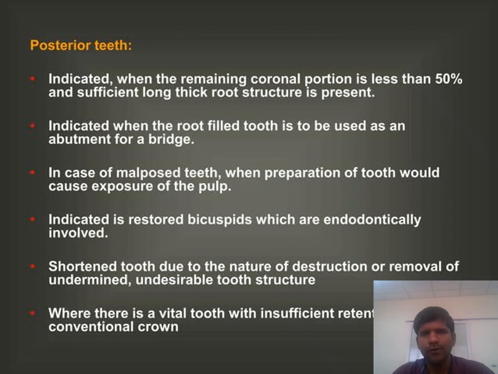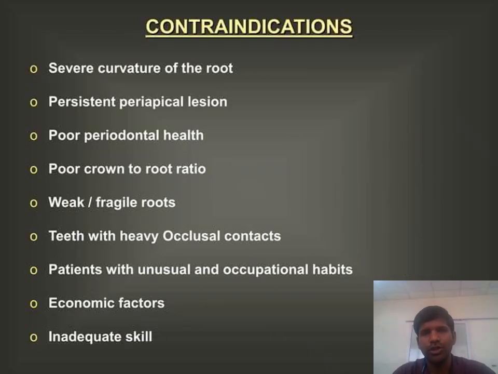the tooth. In case of posterior teeth, indicated when the remaining coronal portion is less than 50% and a sufficiently long, thick root structure is present, indicated when the root-filled tooth is to be used as an abutment for a bridge. In case of malposed teeth, when the preparation of the tooth would cause exposure of the pulp, indicated when restoring bicuspids which are endodontically involved, that is the premolars, and in case of a shortened tooth due to the nature of destruction or removal of undermined undesirable tooth structure, and in case where there is a vital tooth with insufficient retention in case of a conventional crown.